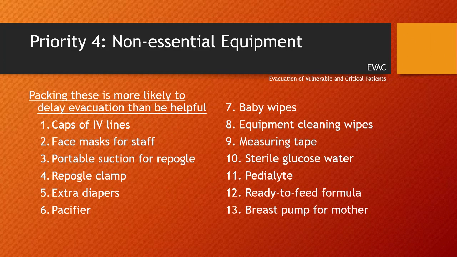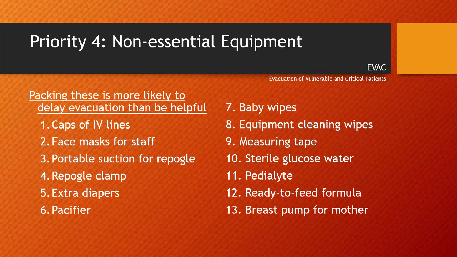And lastly, non-essential equipment that was felt to be more likely to delay evacuation than to be helpful included caps of IV lines, face masks for staff, portable suction, a Repogal clamp, extra diapers, a pacifier, baby wipes, equipment cleaning wipes, a measuring tape, sterile glucose water, Pedialyte or oral electrolyte solution, ready-to-feed formula, and a breast pump for the mother.